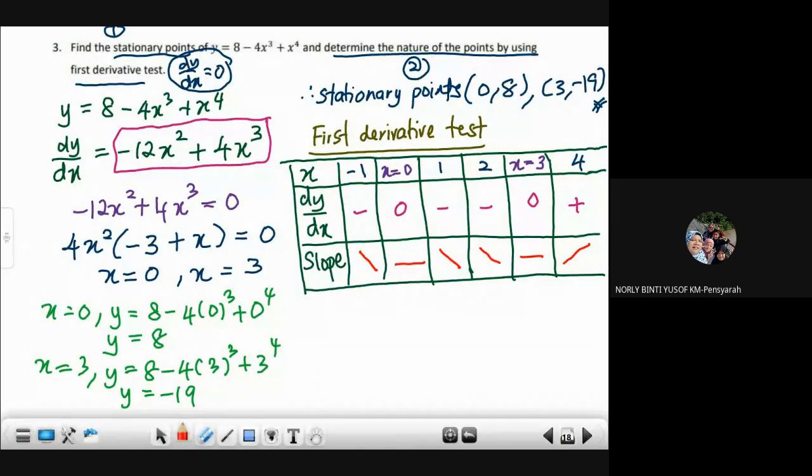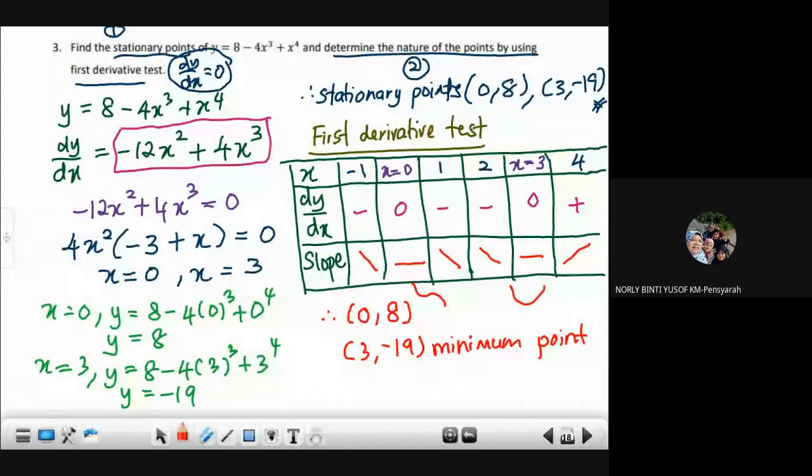Okay, lepas tu nak dapatkan point tu apa kan. So tulis dulu, (0, 8) dengan (3, -19). Point apa? Okay, untuk yang ni you nampak graf dia adalah senyum, untuk titik 3 ni kan. So senyum adalah minimum point. Betul? Okay, untuk graf ni dia tak senyum tau. Dia senyum, lepas tu dia masam. Dia perubahan macam senyum separuh, masam separuh. Terus dalam kepala inflection point.